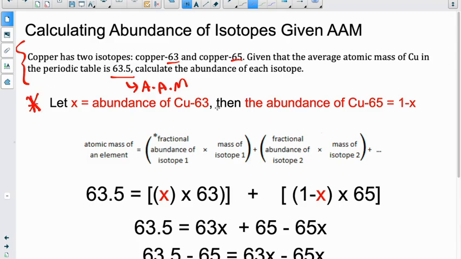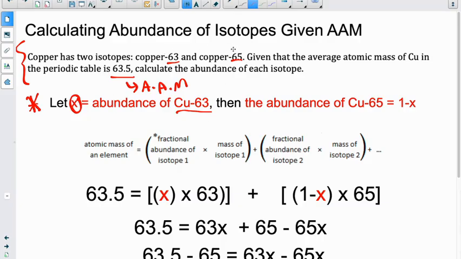I have two unknowns. When it comes to math and you have two unknowns, you write some kind of relationship which relates the two of them. So in this case, I'm going to say let the letter X represent the abundance of copper 63. Why am I doing this? Well, there's no other way to do this. Of course, you can use more math. However, I have two unknowns.